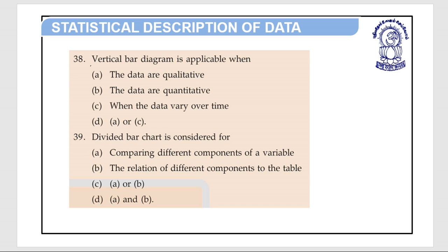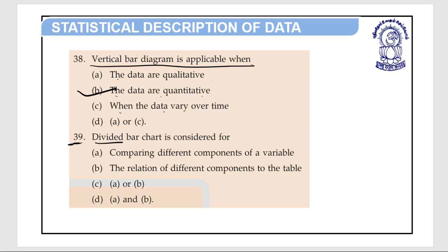Question number 38. Vertical bar diagram is applicable when the data are qualitative, the data are quantitative, when the data vary over time, A or C. So here vertical bar diagram is applicable when the data are quantitative. So option B is the right answer.